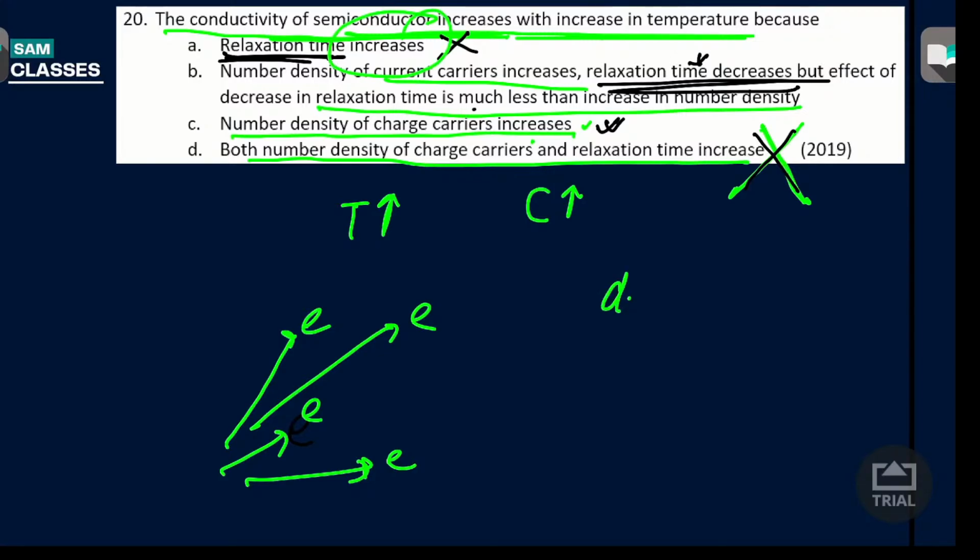What is B telling? The option B is telling us that relaxation time is decreasing. It is cancelling A and D. It is also telling that the number density of electrons or charge carriers is also increasing, and that is basically the point C. So if I'm telling point B, I'm covering C also. I'm covering the wrong part of A also. I'm correcting it and covering it. Correct? Clear? Clear, everyone? So the answer is B. The answer is B. Got it, everyone?